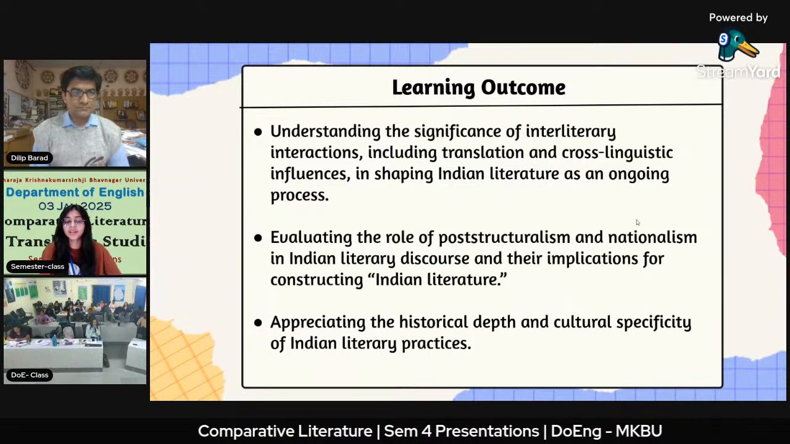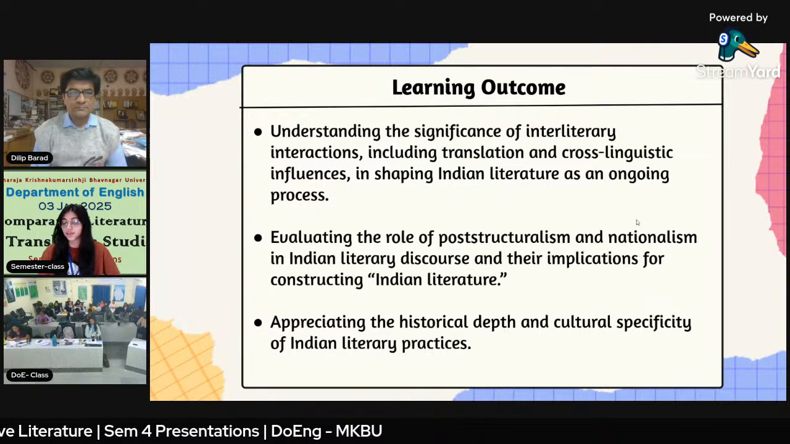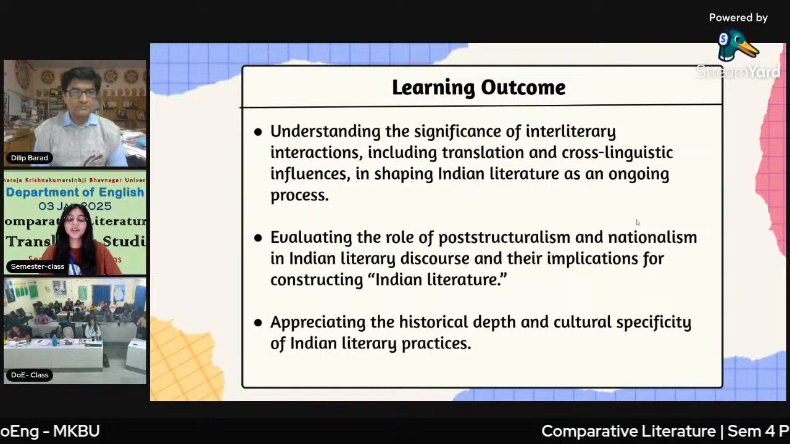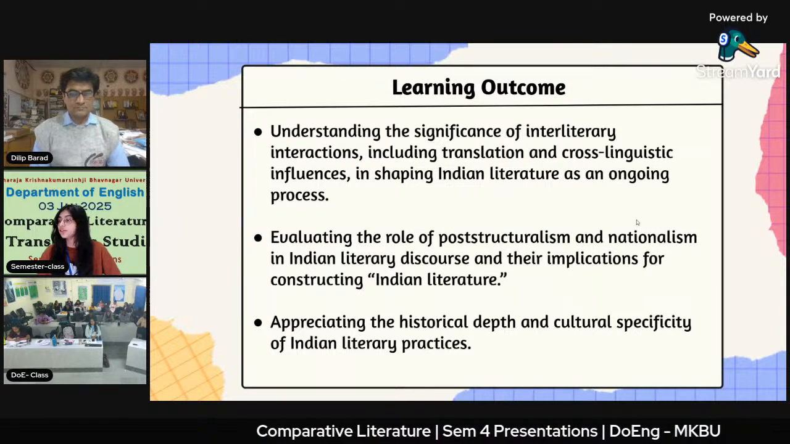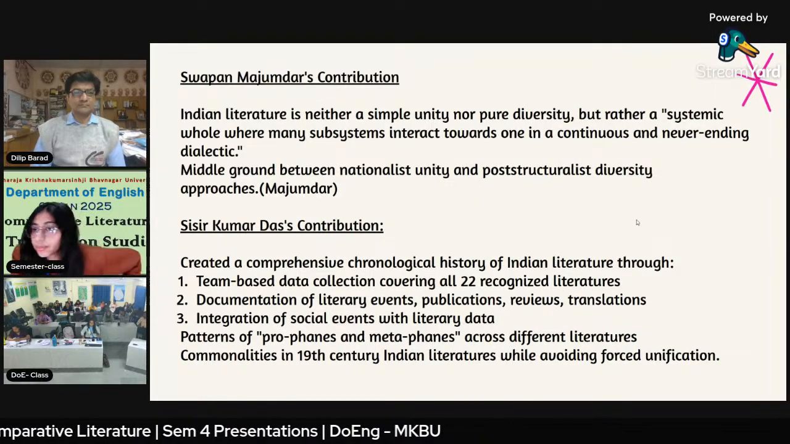It also helped in evaluating the role of post-structuralism and nationalism in Indian literary discourses and their implication in constructing Indian literature. And it helped in appreciating the historical depth and cultural specificity of Indian literary practices. From here, Dhatri will continue.